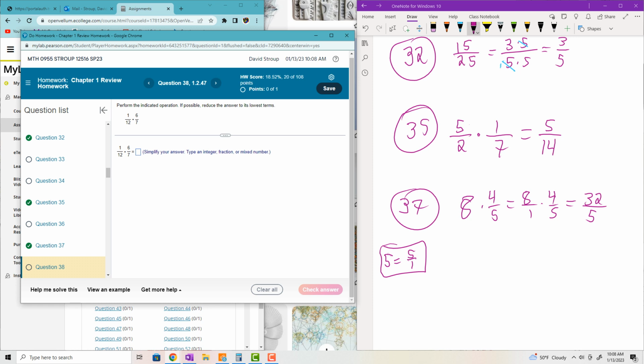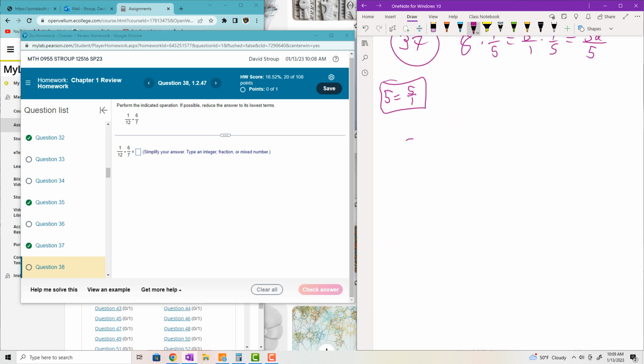Oh boy, so more of the same, but with some simplification, which is awfully helpful. I have 1 over 12 times 6 over 7. 6 over 12 is the same as 1 over 2. Okay, so you can simplify when you're doing multiplication like this, and then just multiply straight across. It's 1 over 14.